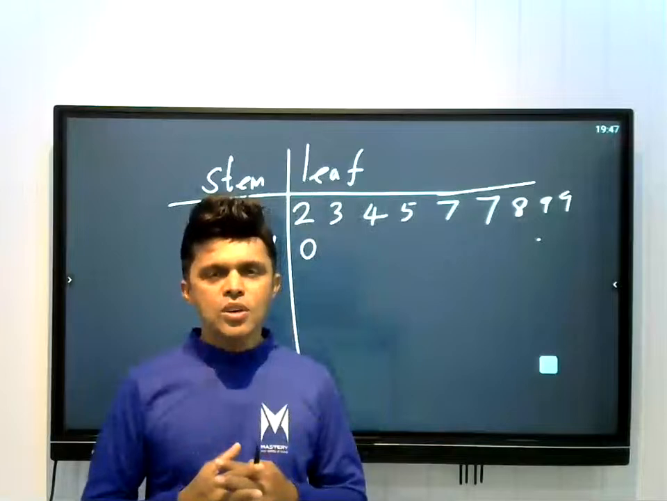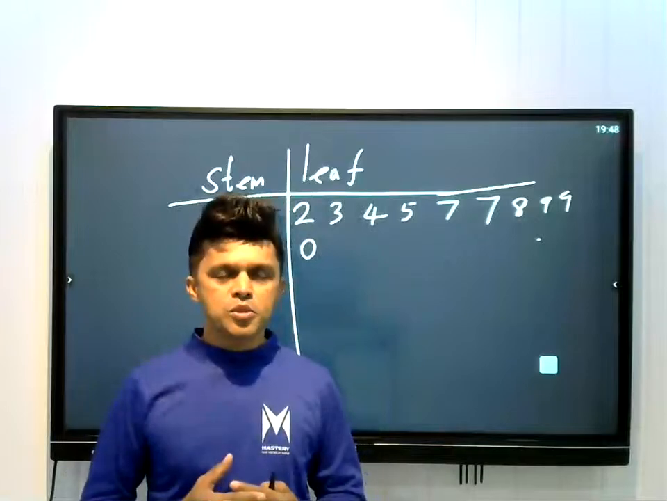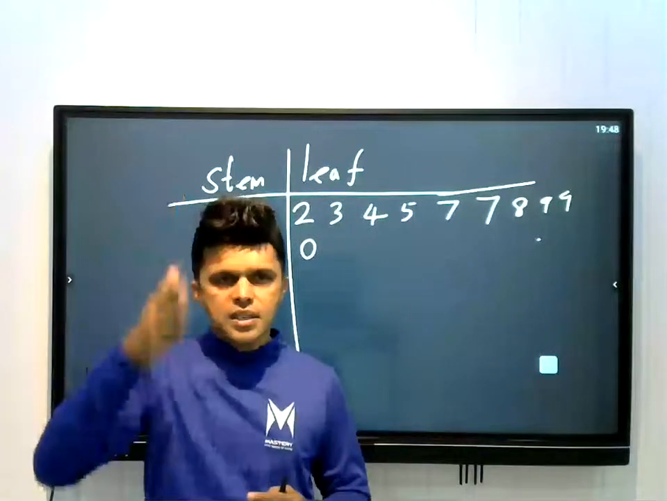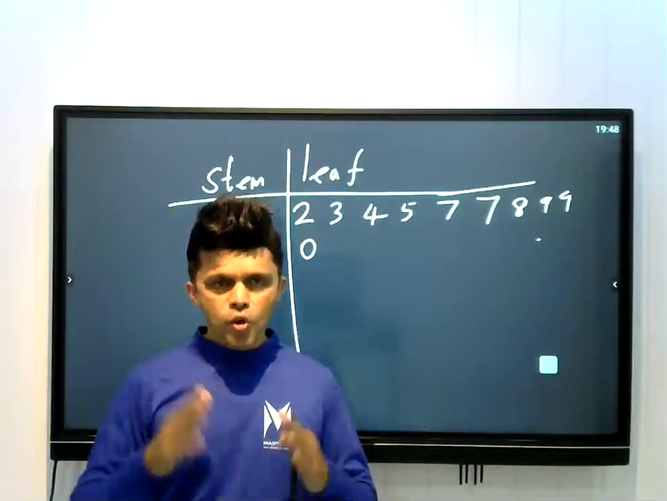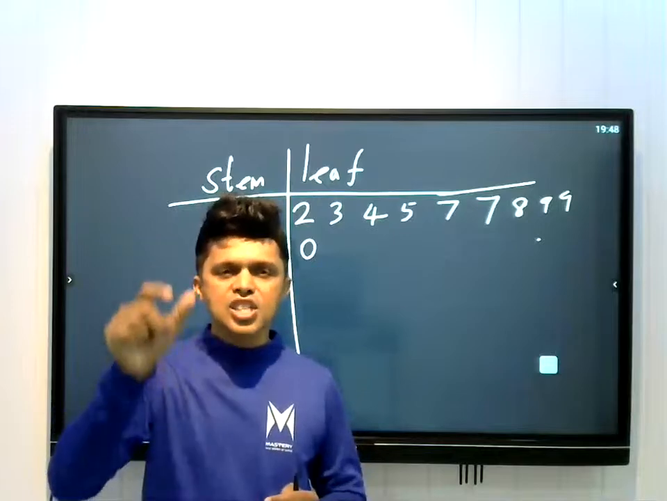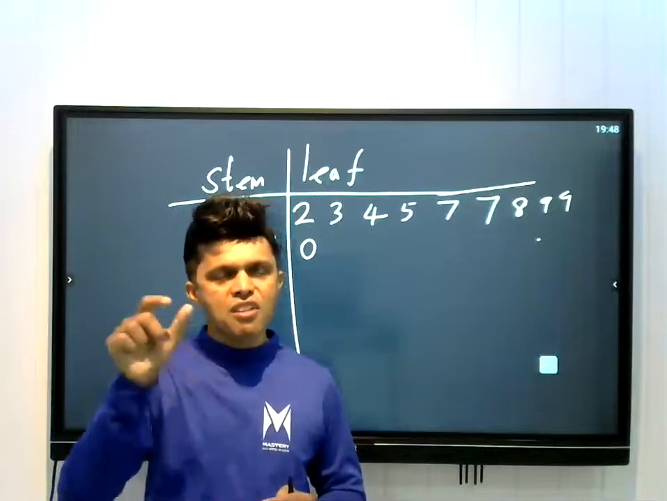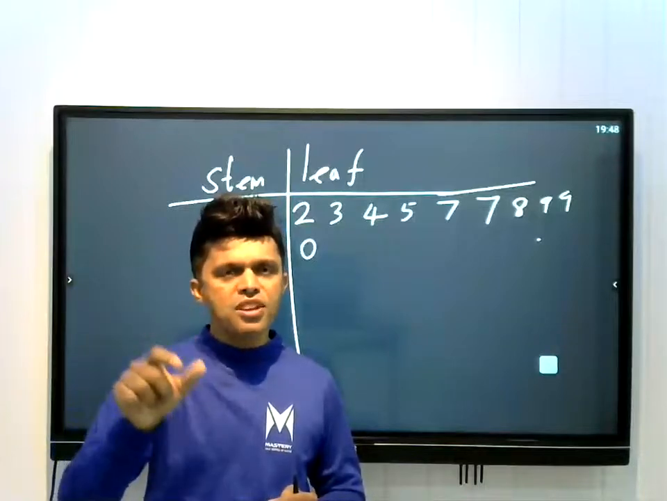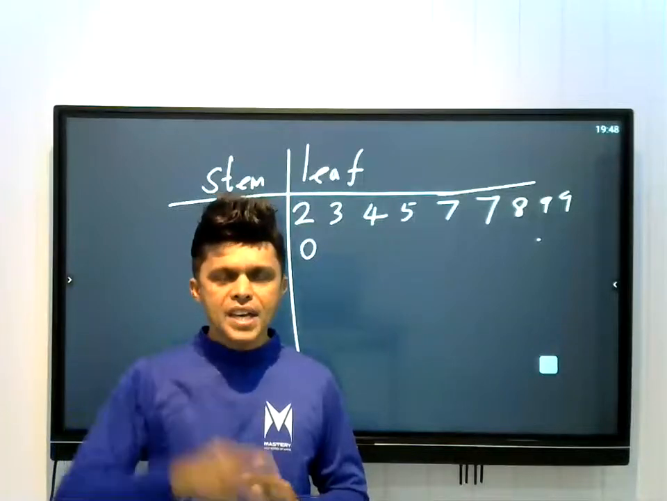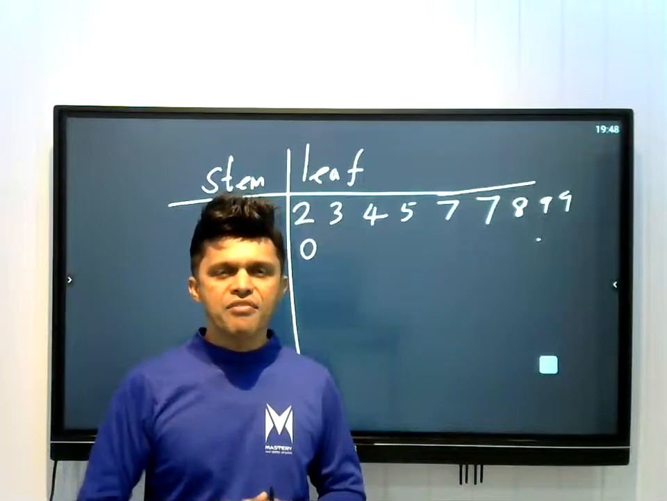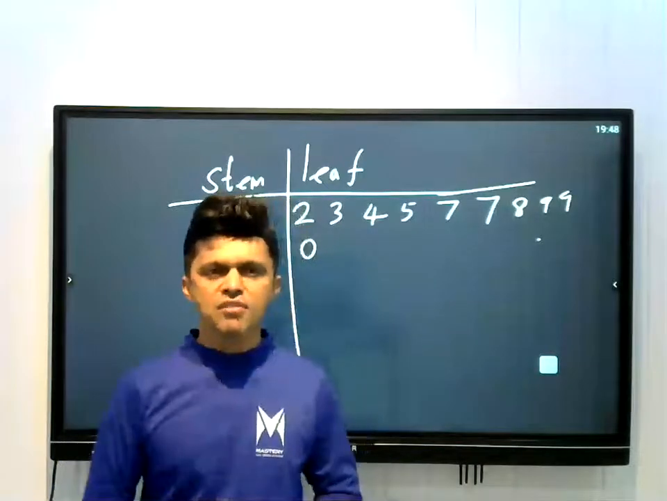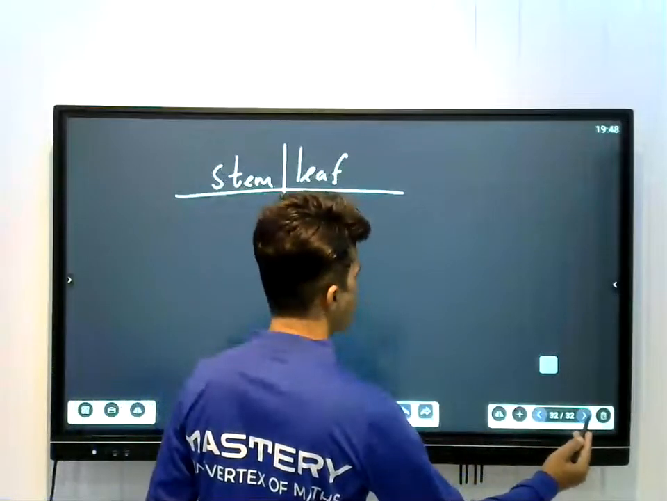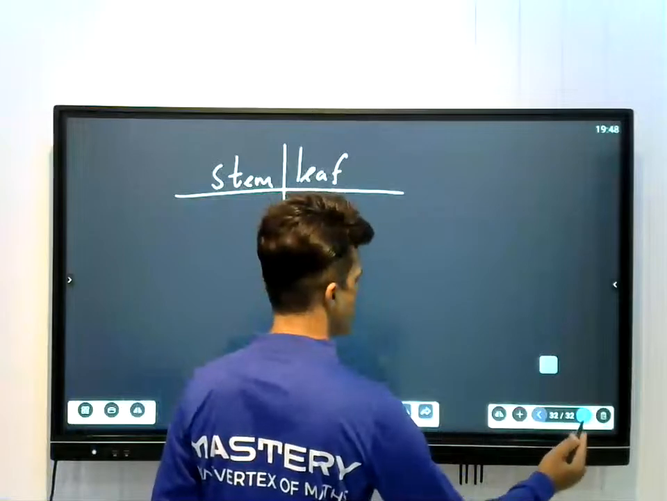Generally, I will teach you. When it comes to this type of diagram, in the leaf column you need to write only one digit every time. One digit is written in the column of leaf every time. That's the way of writing. So let's enter this data in the stem and leaf diagram.